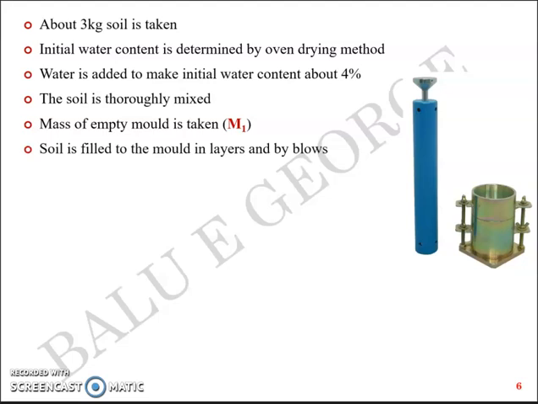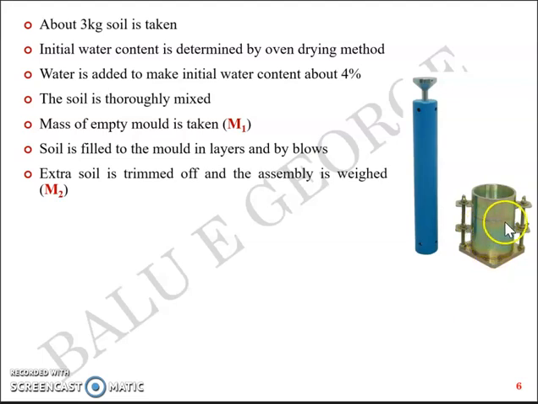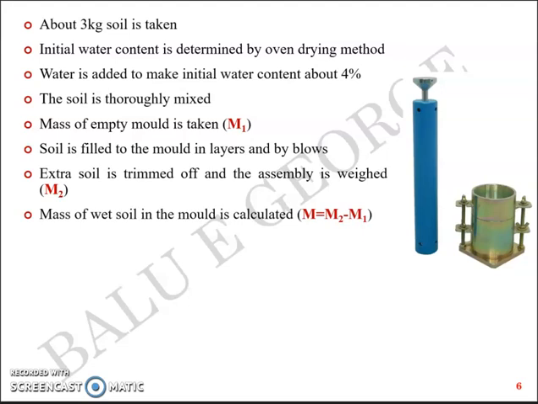Then the soil is filled in the mold in layers by blows using this hammer, which has got a weight of 2.6 kilogram and has a fall height of, like we said, 31 centimeters. You fill this mold using this hammer, right? The extra soil at the top here is trimmed off and the assembly is weighed. So earlier you had an M1, now you have M1 plus the weight of the soil. This is M2, right? So fundamentally, the mass of the soil inside the mold will be M2 minus M1, which I've marked as M, from which you can calculate the bulk density of the soil.